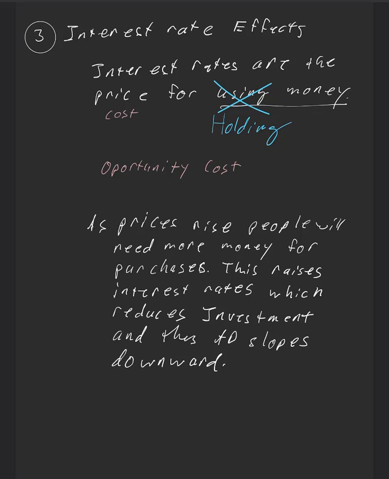The interest rate effect is simply that as aggregate prices in the economy rise, people will need more money for purchases. They'll have to hold more money, and therefore interest rates will go up, which reduces investment, and thus aggregate demand slopes downward because investment is a component of aggregate demand. Remember, investment is part of GDP, and aggregate demand represents the real GDP demanded.